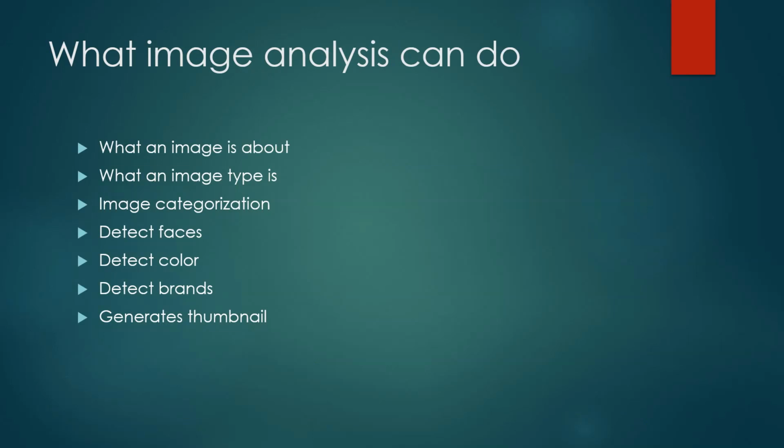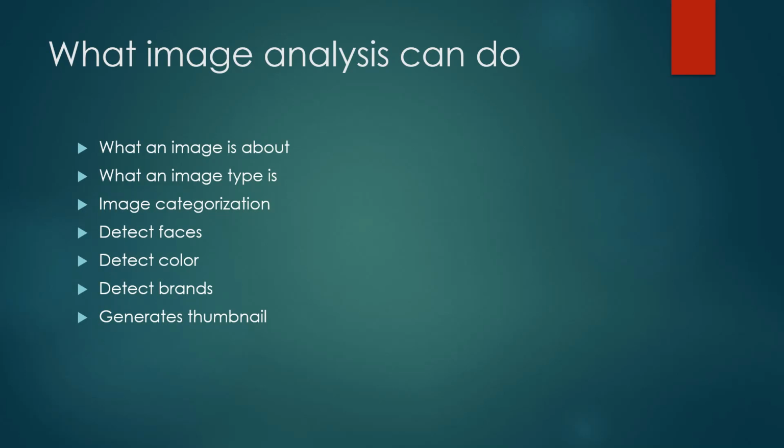So going on to the next part, what can image analysis do? Image analysis tells us what an image is about, or say what the image is representing, what the image is talking about. And it also tells about the type of image, whether it is a clip art or a line drawing. Another interesting thing is image categorization. Computer vision APIs also help us to categorize any image, whether the given image is of a person or a group of people, or say it is an animal, indoor, outdoor, whether it is food, drink, and many more.